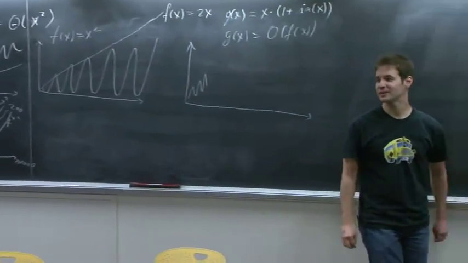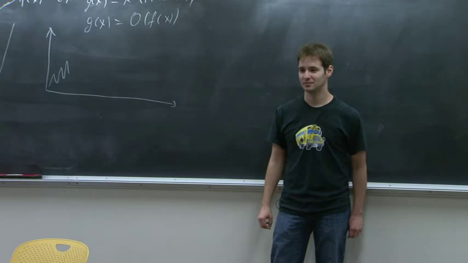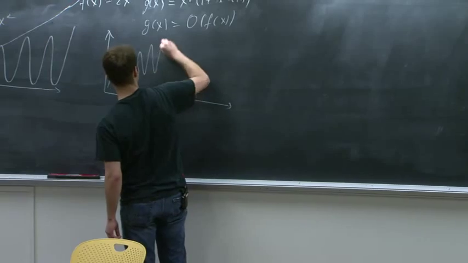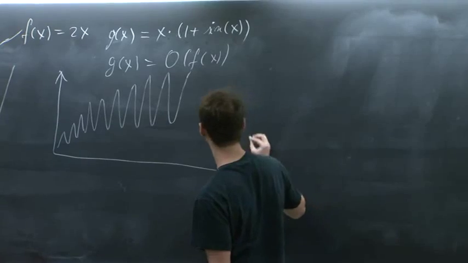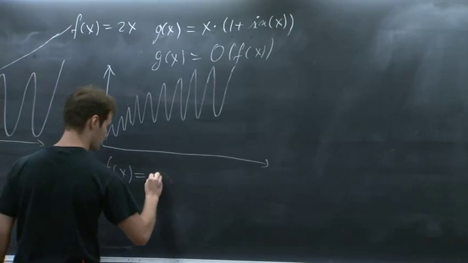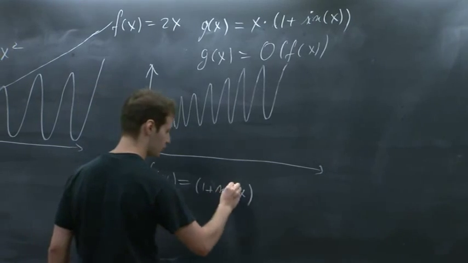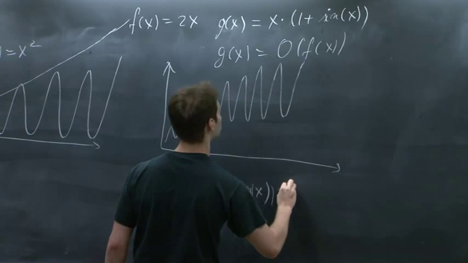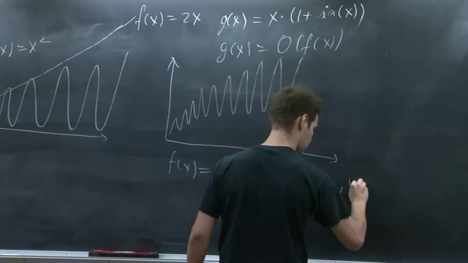Okay, now that I got a break, does anyone else want to ask questions? Okay. So I'm going to draw another function. This one looks like this. And this is f of x equals 1 plus sine of x, times x to the power of 1/4. I have to use these sines to make them look like that.